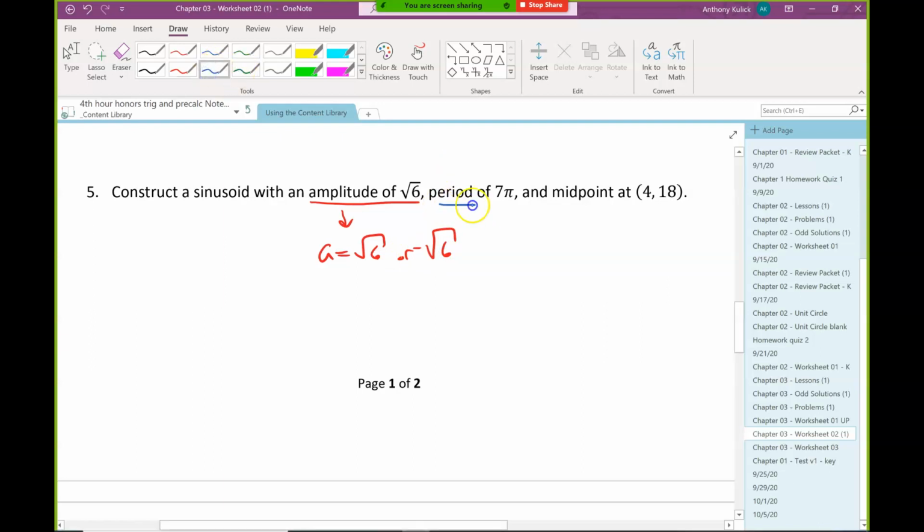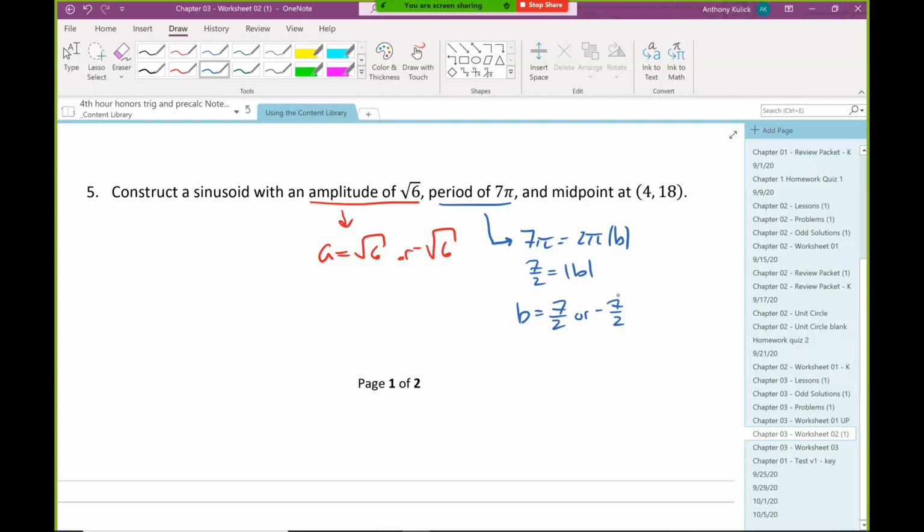And we're told the period is 7 pi, and the period is equal to 2 pi times the absolute value of b. So when I divide both sides by 2 pi, I can see immediately that b is either 7 over 2 or negative 7 over 2. Okay with that?